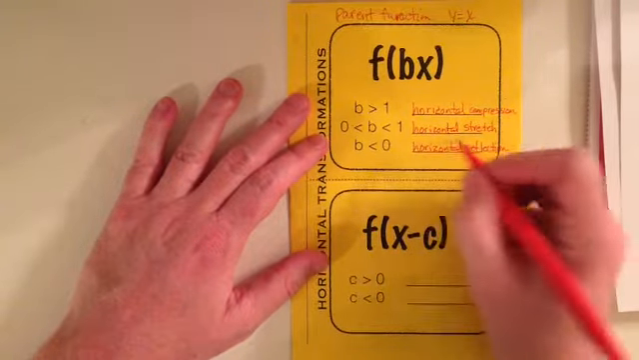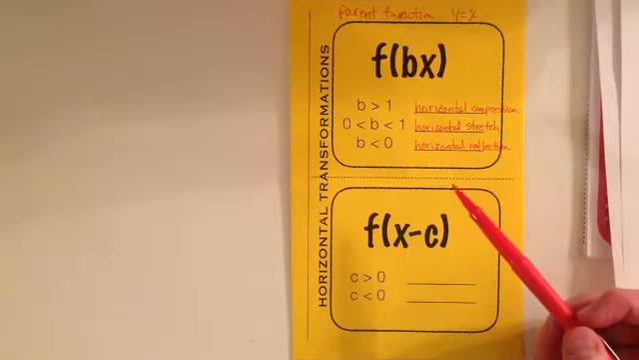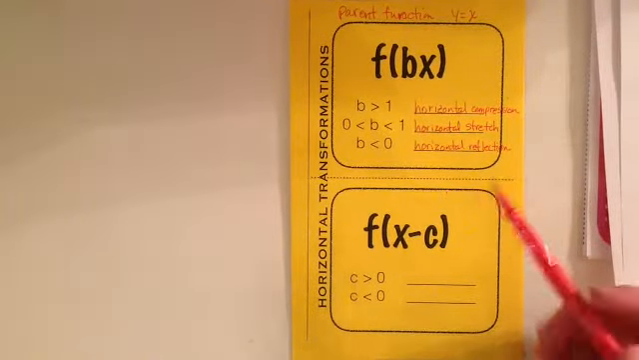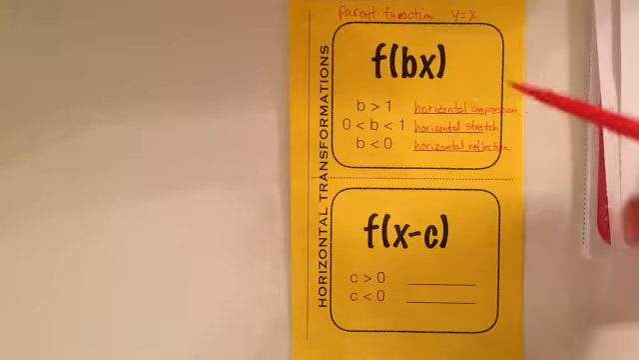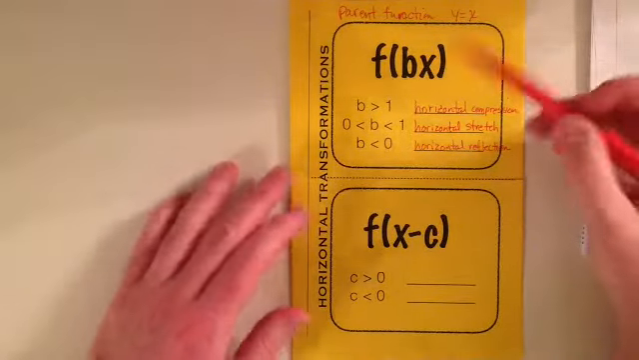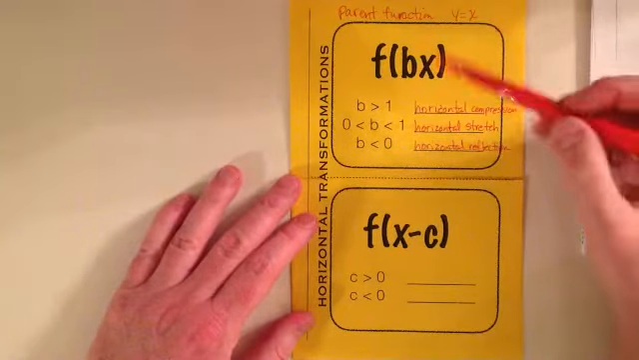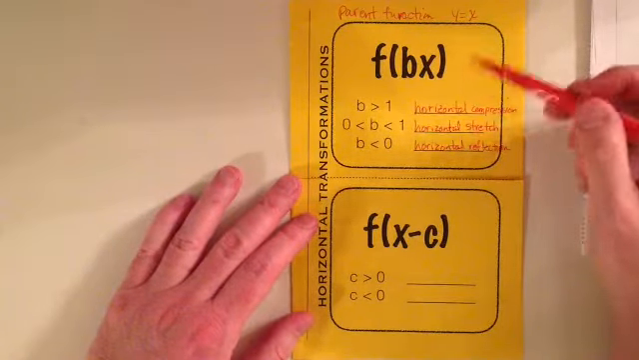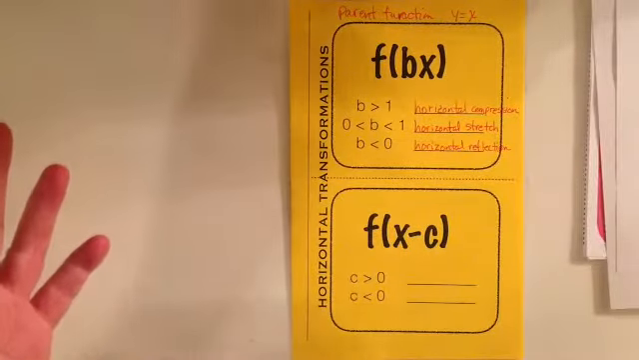And you're probably thinking to yourself, Mr. Cohens, those are all backwards from the vertical transformations. You're exactly right. So you have to remember, if it's inside the parentheses, we think opposite. When b is greater than 1, it's a compression. When b is a fraction, it's a stretch. And when b is less than 0, we still have a reflection. Negatives are always going to be reflections.